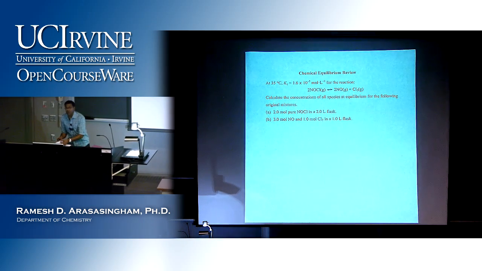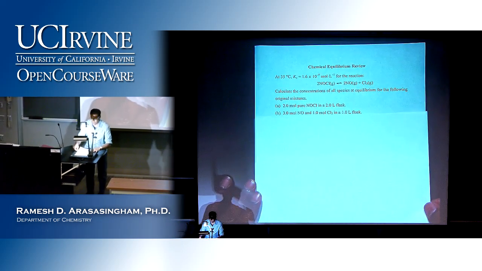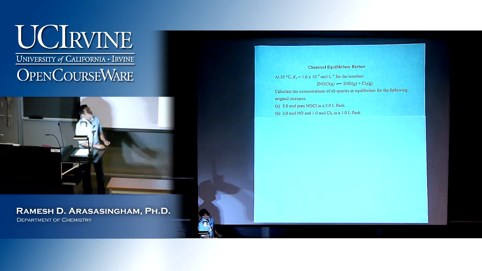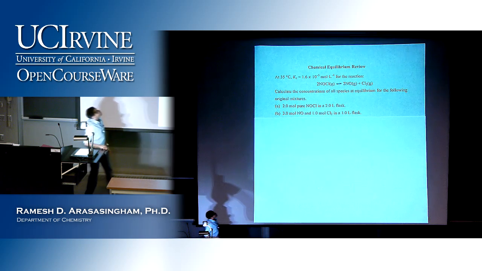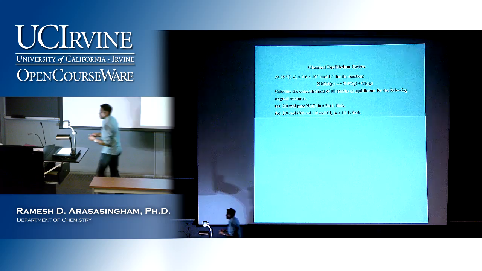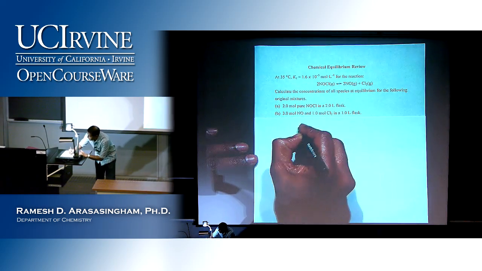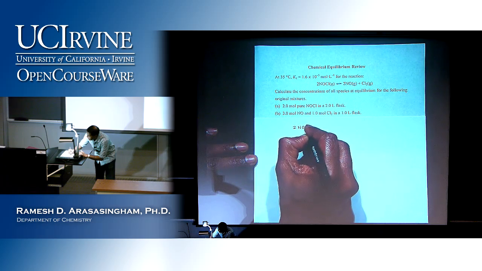And now we're told things have changed a little bit. Now we have a different scenario where we have 3 moles of NO and 1 mole of Cl2 in a 1 liter flask. All right, so we're going to do the same thing. So we're going to go back. We start by writing the balanced equation.